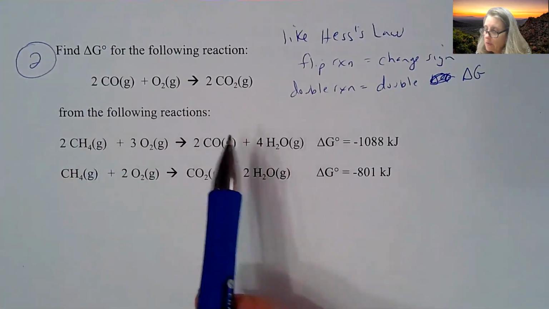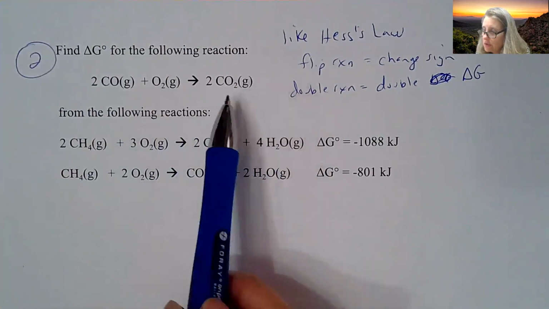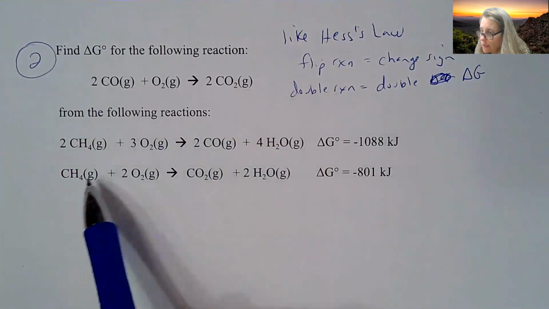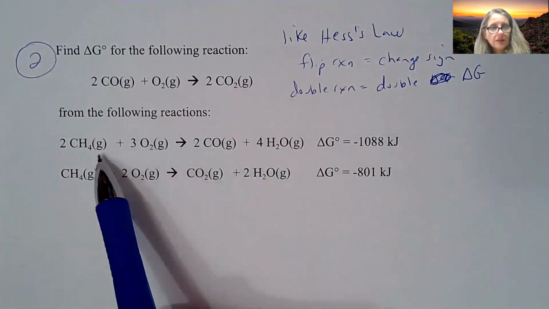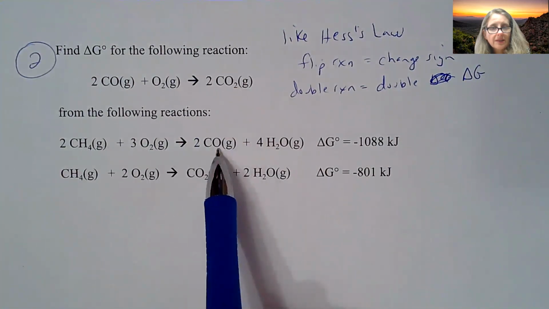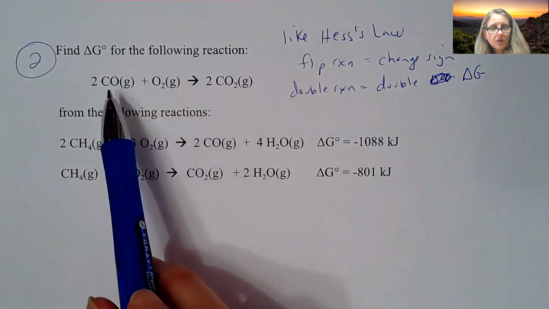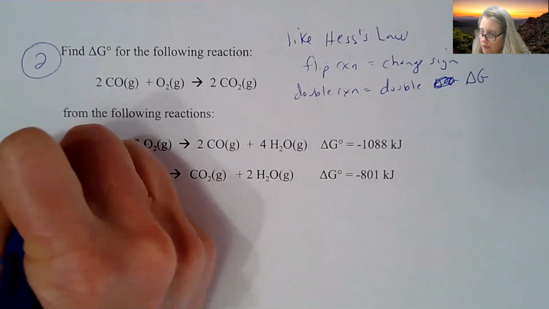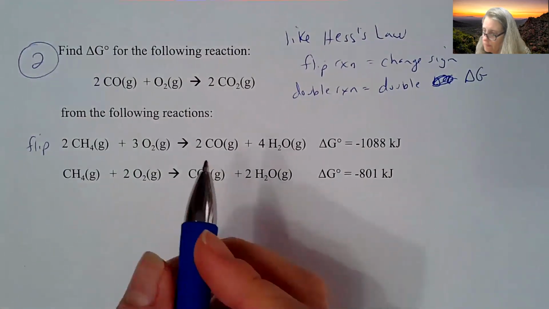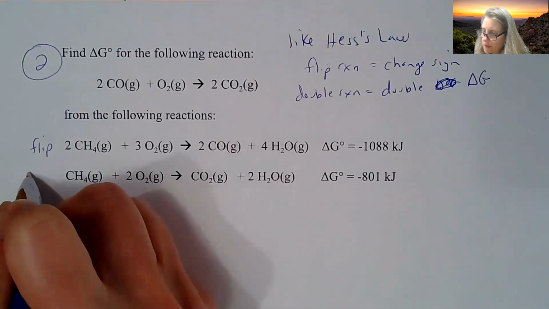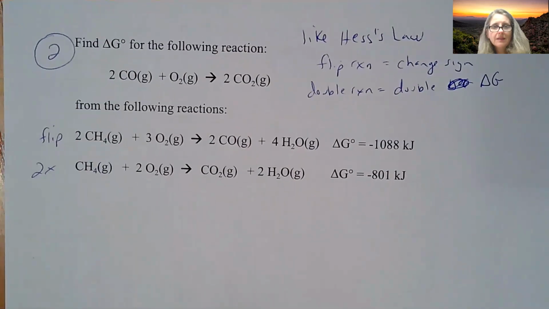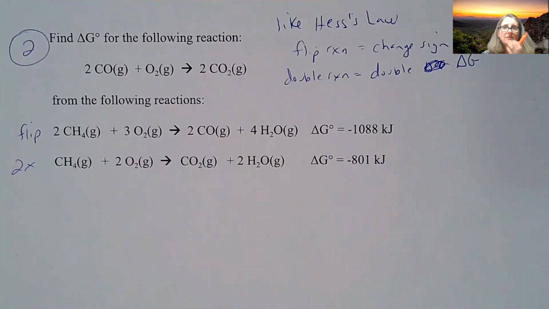So what I'm going to do is I have to look at, I have CO2 over here on the right. Which one has CO2? This one does. So I think I'm just going to keep that reaction the same. But I look here and CO, carbon monoxide, is over here on the reactant. So I'm probably going to have to flip this reaction. And this one, because I have two CO2s, I'm probably going to have to multiply this one by 2. So again, this is just like Hess's law. You just have to learn to look at it and see what it is. I'm going to pause the video here for a second.